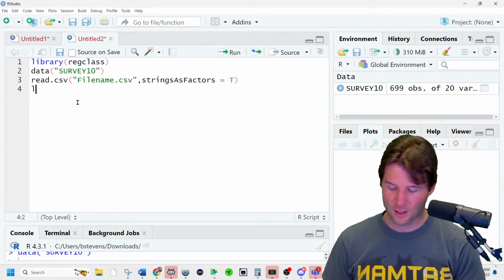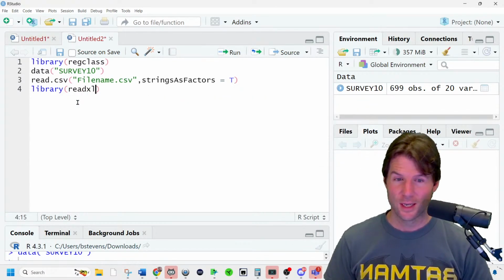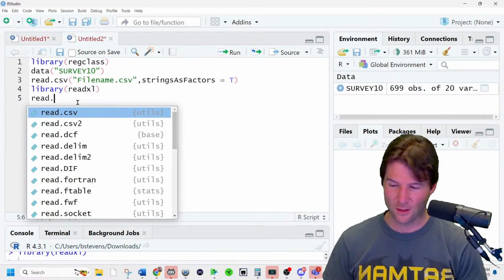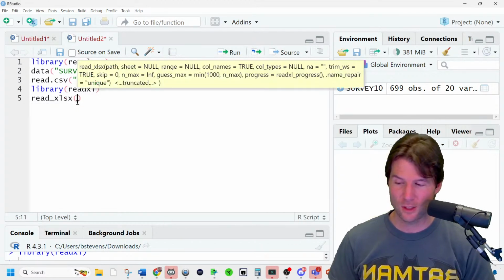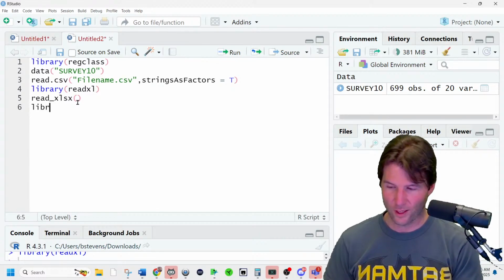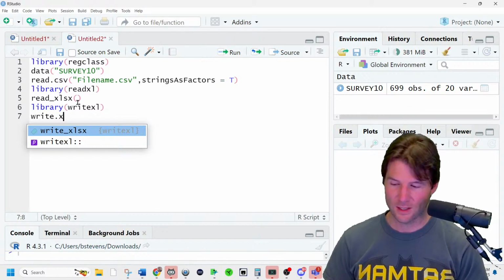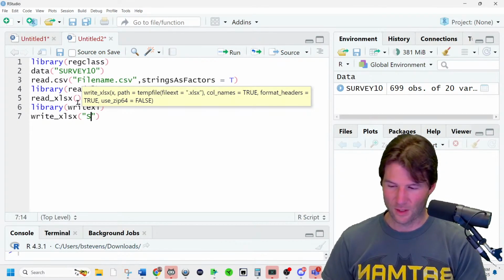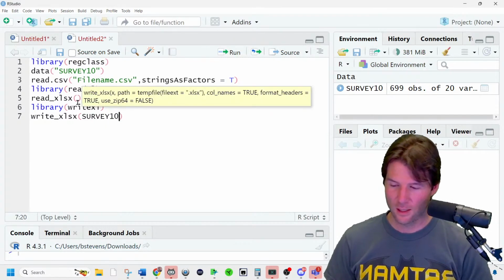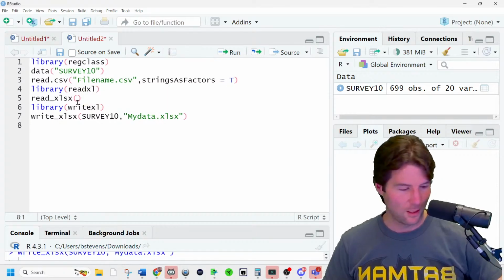If you've got an Excel file, you need library read Excel. Just take a wild guess at what read Excel does. It's a way to read Excel files. Notice I have the read XLSX from the read Excel package. There's actually another cool package that you can use to write Excel files. Guess what it's called? Write Excel. So now I have the write Excel function. I take survey 10, call the data frame like this, and then write mod data.xlsx.